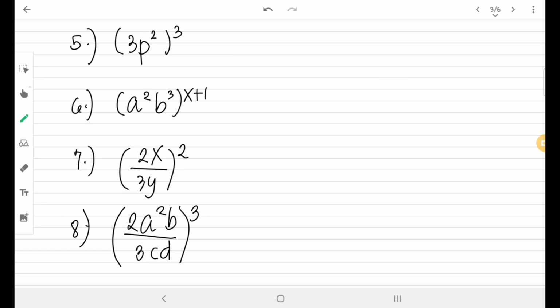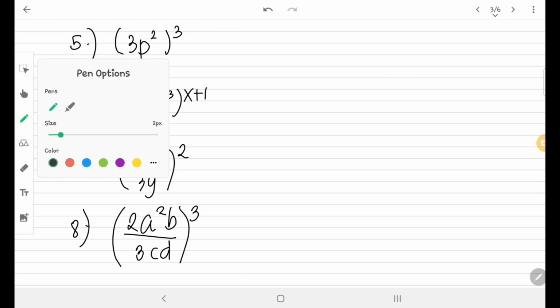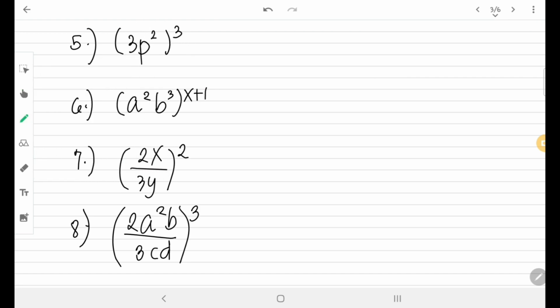Next example is another power rule. So, there is a power outside again. So, we will be multiplying that to all the numbers and variables inside. So, here is the exponent of 3, and the exponent of P. So, let's multiply. Let me just write the solution. So, 3, because there is no exponent on the 3, it has a 1. But you don't need to write 1. I'm writing it for you to know that when there is no exponent, it has a 1.